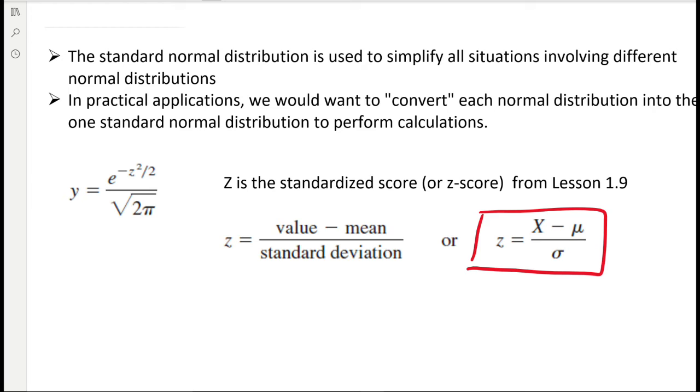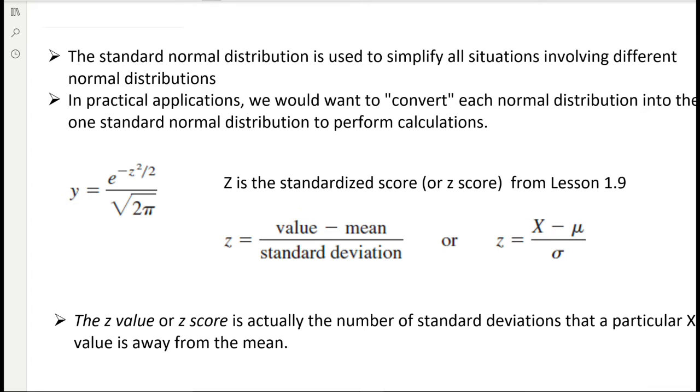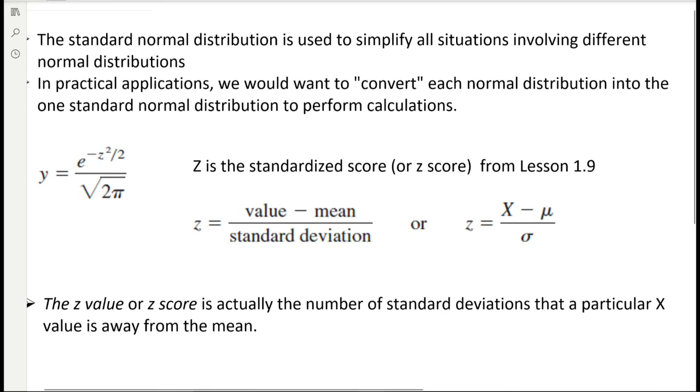So the purpose of the z-score is to convert each value of x from a specific normal distribution to a z-score so that the z-score can be used for the standard normal distribution. So basically you can take any x value and convert it to a z value in order to make the calculations simpler when we do problems in the future. So the z value or the z-score is actually the number of standard deviations that a particular x value is away from the mean.